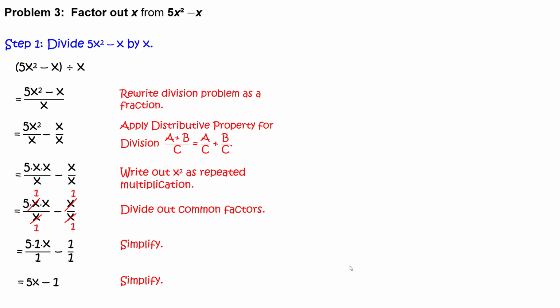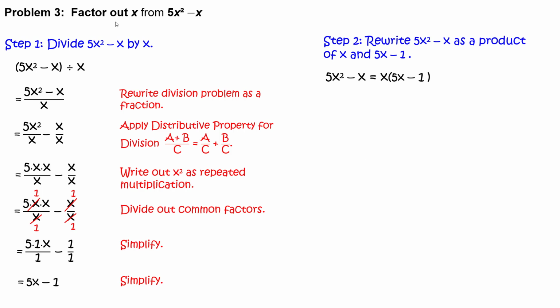Okay. Now, step 2, I'm going to rewrite 5x squared minus x as a product of x and 5x minus 1. So I'm actually going to perform the factoring out. I'm going to write 5x squared minus x equals x, the term that I'm factoring out, times what's left when I factor it out, 5x minus 1. So 5x squared minus x equals x times 5x minus 1. Now you can check, kind of do a little mental math. You can distribute this x and see that what you get back is 5x squared minus x, right?